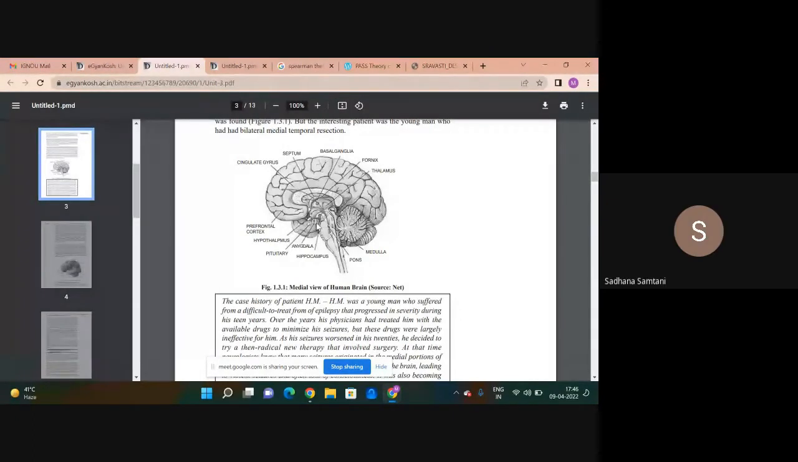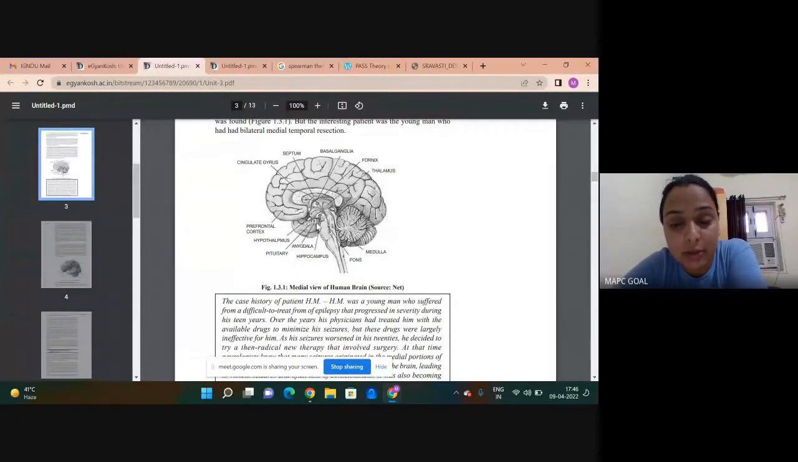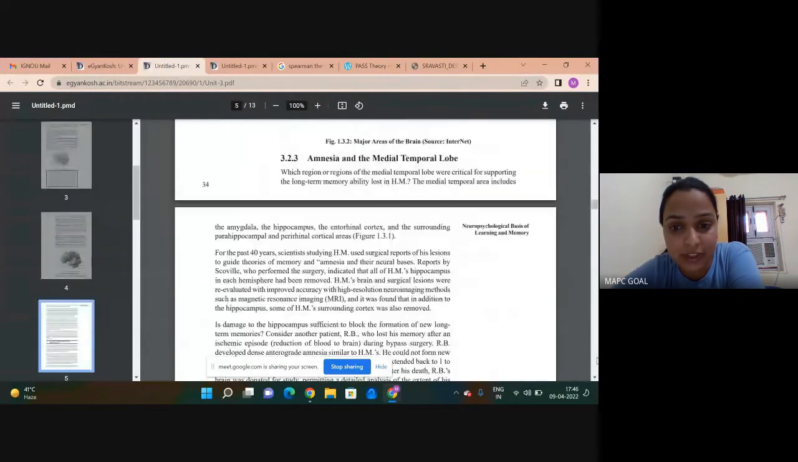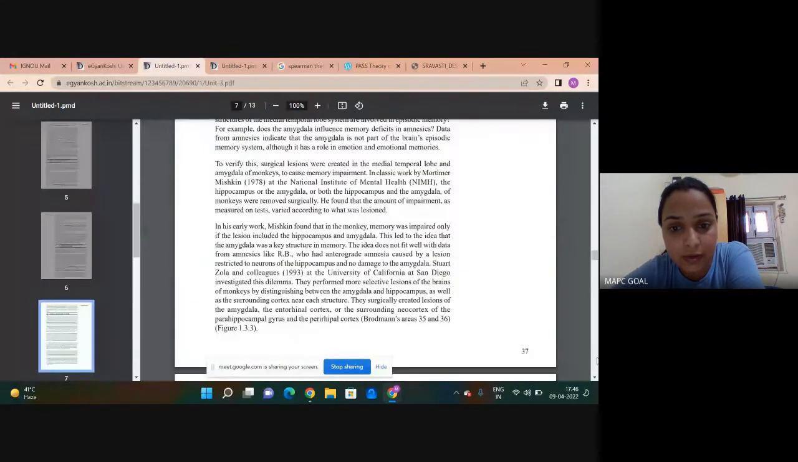So the paragraph on animal models of memory suggests a research conducted by Mishkin, who tried to understand memory impairment. He removed the medial temporal lobe, which is around here, and the amygdala and hippocampus were also removed in the monkey. It was found that after these areas were removed, there was a memory impairment in the monkey. I hope it is understandable.